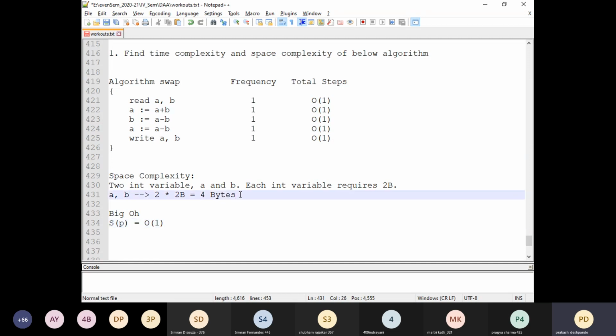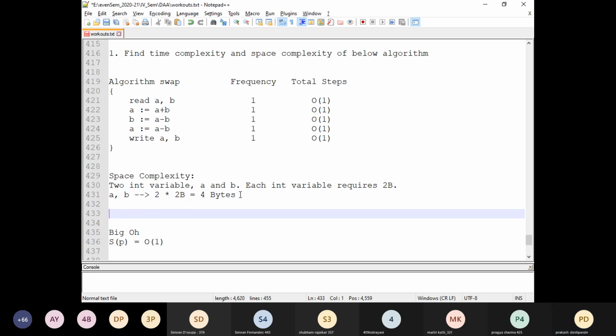In the same way, for the space complexity, I can write it as, one second, this is not a P here, it is T, because it is a time complexity. And the space complexity of this particular swapping program, I can write S of P is equal to, sorry, it is 4 bytes.